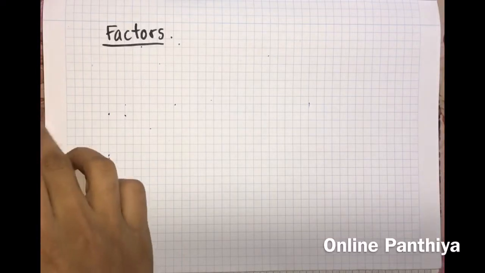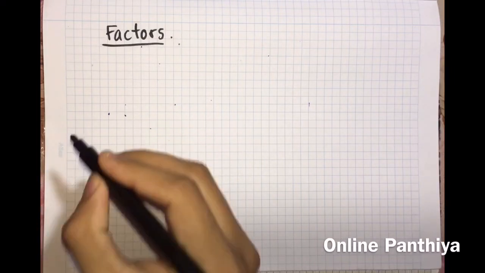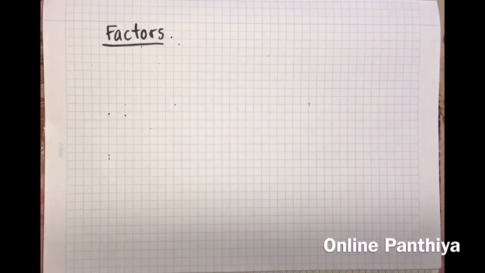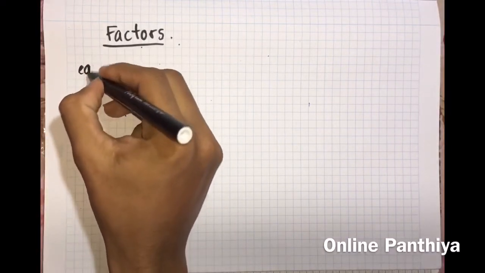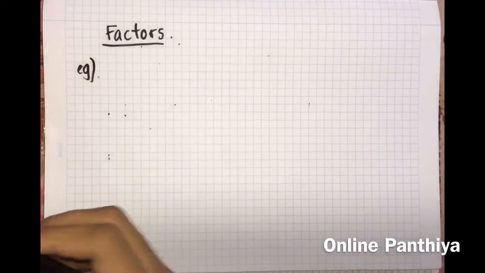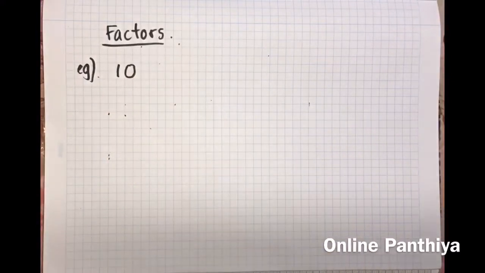Now, when going through an example, the question will be like, what are the factors of 10? They will give you a number and ask you what the factors of this number are. Clear? For example, they will ask you, what are the factors of the number 10? So what do we mean by factors?